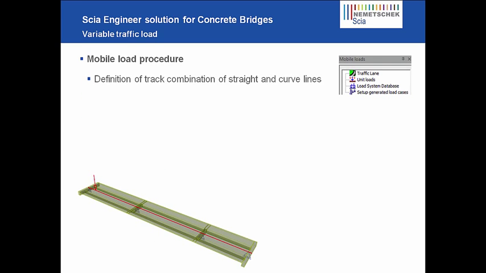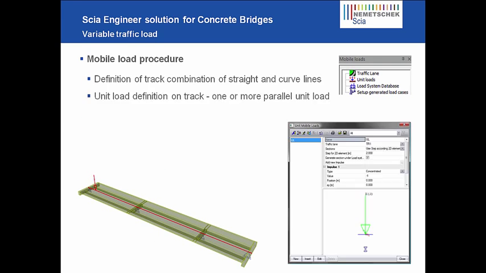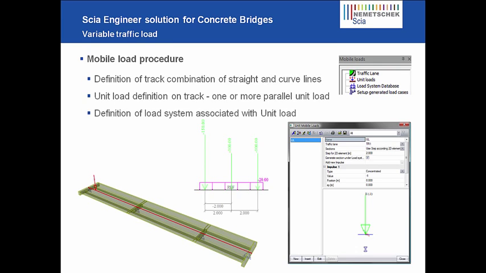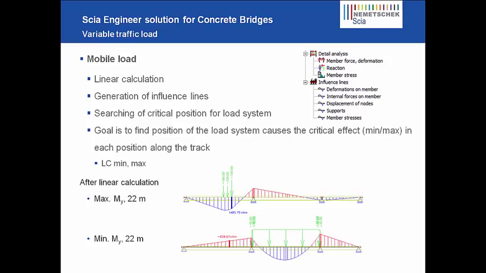You add a track. This track can be a straight line or a curved line. You are very free in this. You add a unit load on the track. It can be one or multiple parallel unit loads. And then you add a load system on it. This load system can be loaded from our database or defined by the user. In the next step, a linear calculation is performed, the influence line is generated, and these influence lines can be used to search for the most critical position of the load system.